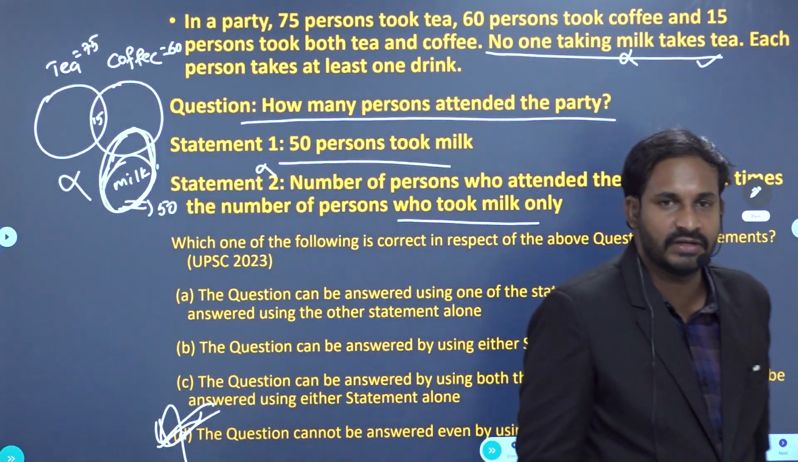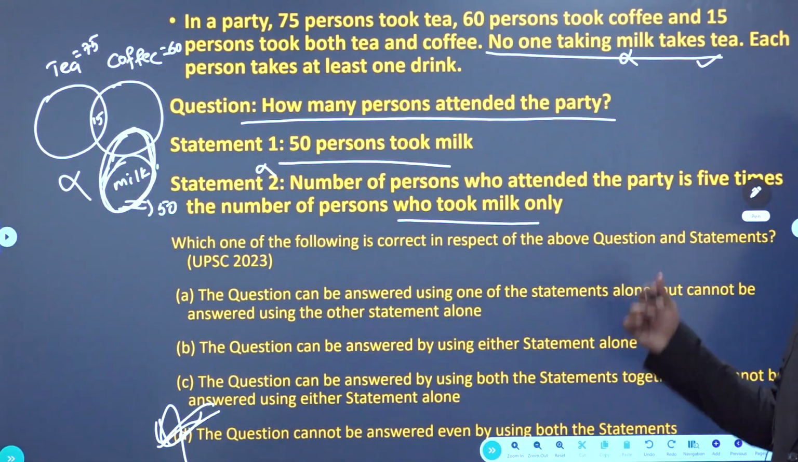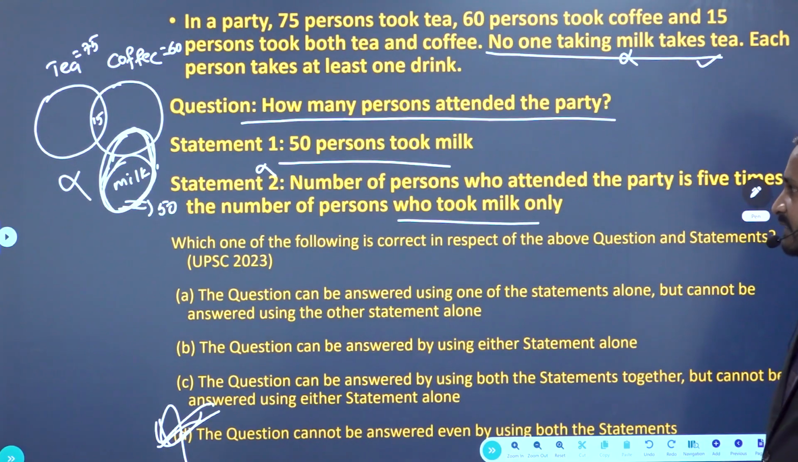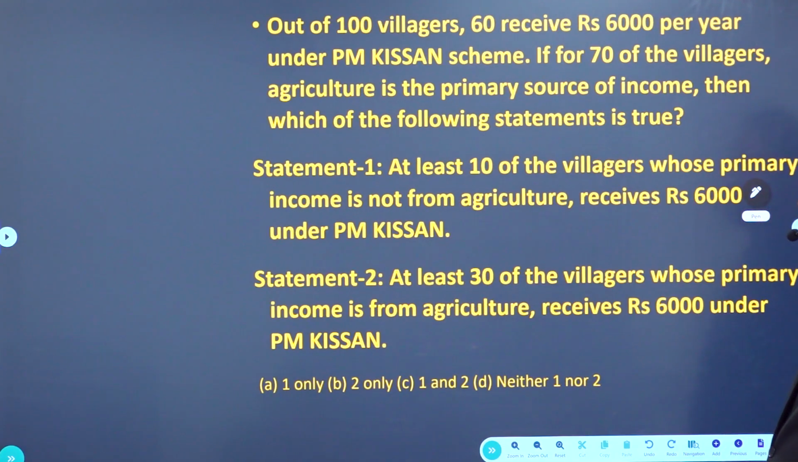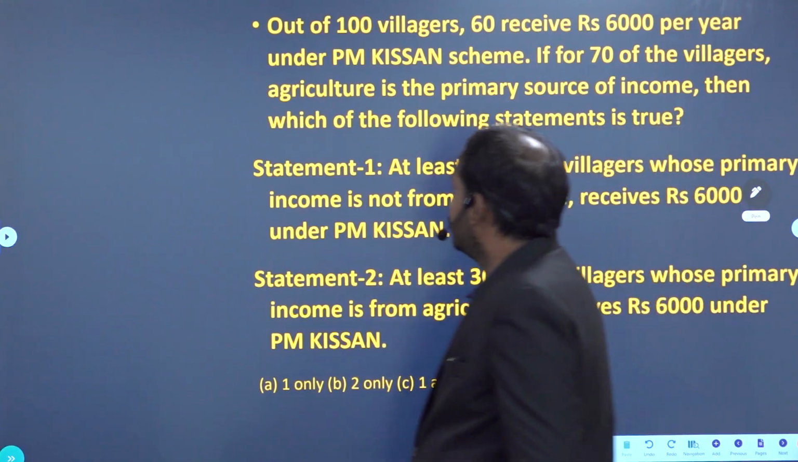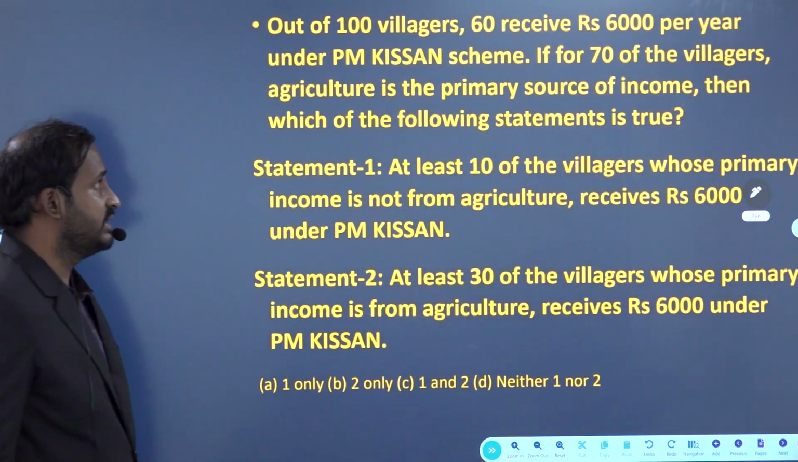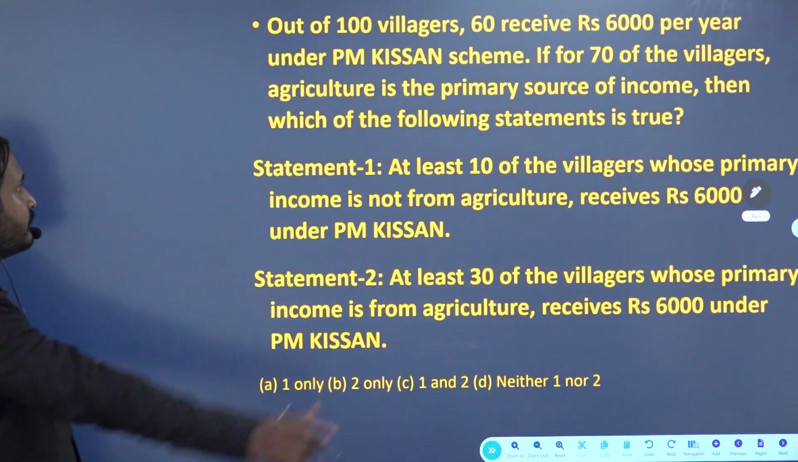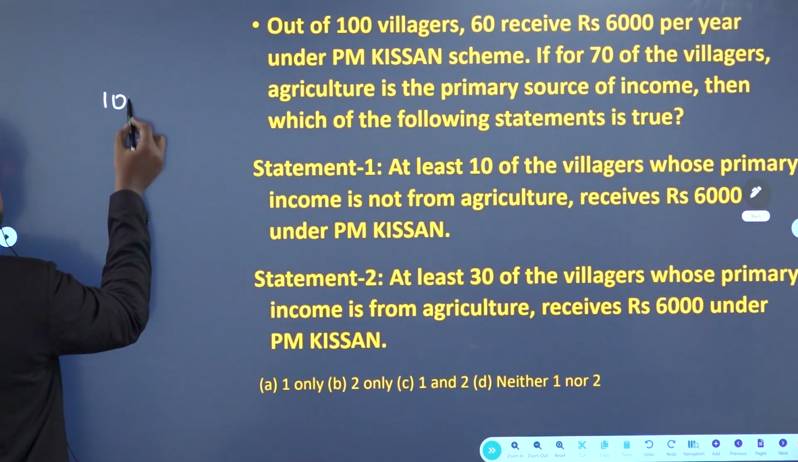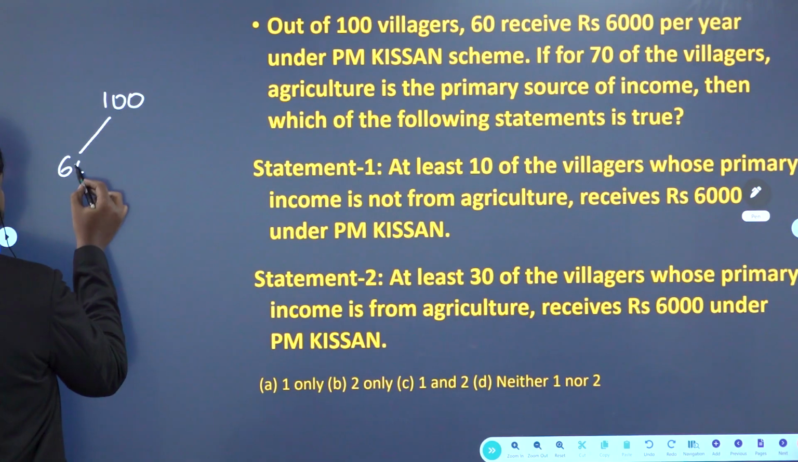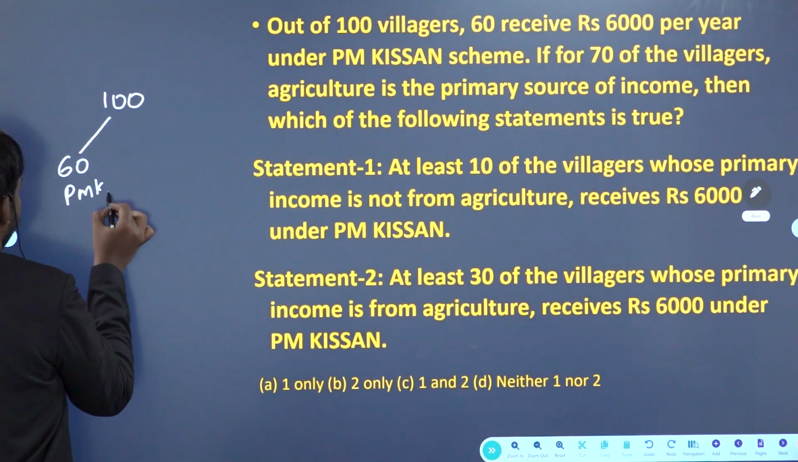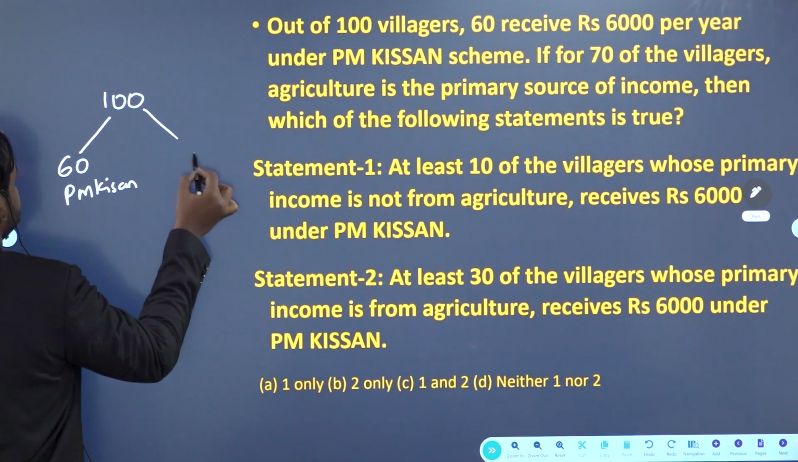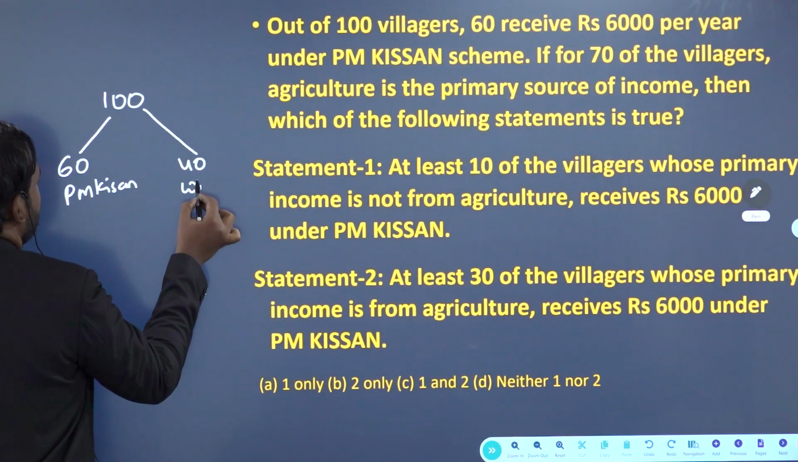Even after using both the statements, we still cannot tell the exact answer to this question. Next one. Out of 100 villages, 60 receive 6,000 per year under PM Kisan. Okay, there are 100 villages. In that, 60 will receive PM Kisan. That means 40 will not receive PM Kisan.